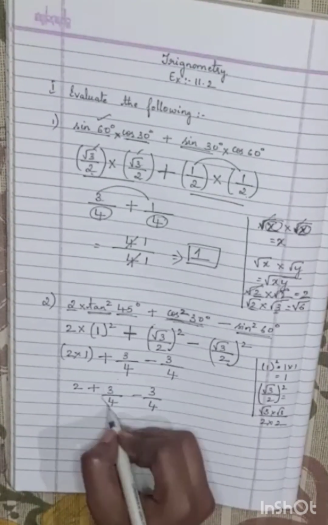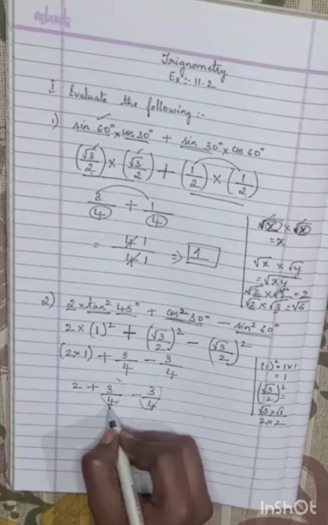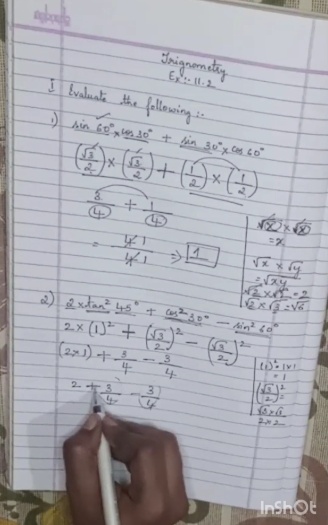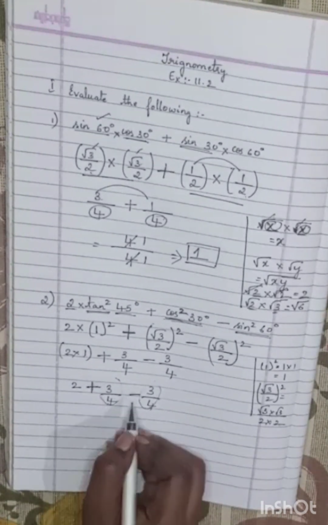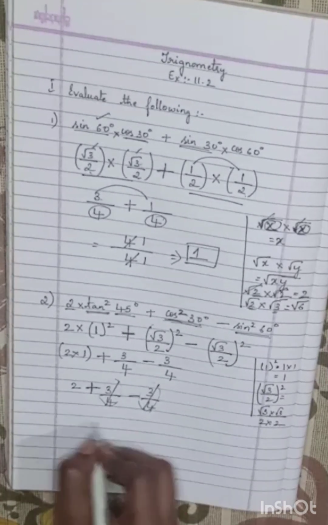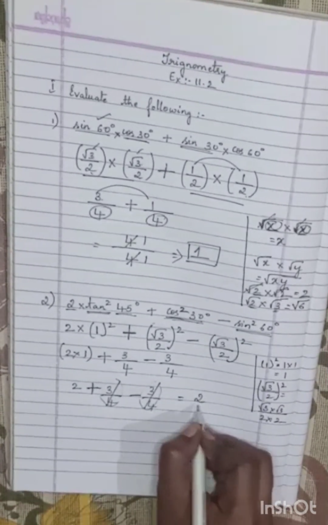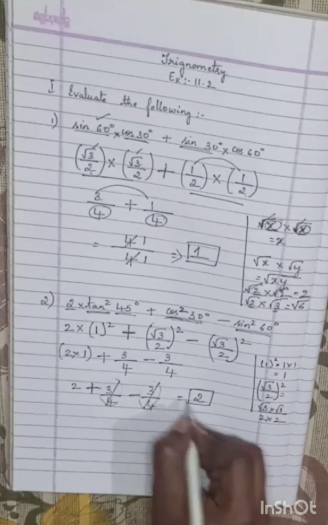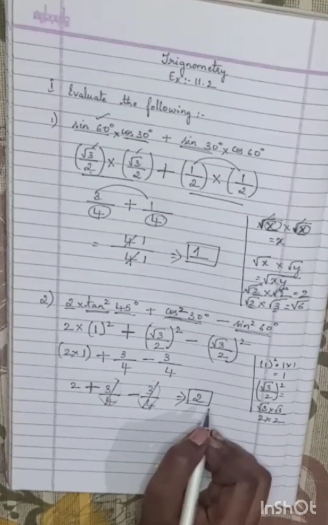Now these two are same. We have 3 by 4, 3 by 4, but the signs are different. So when signs are different, they get cancelled out. So our answer is 2. So for second question, the answer is 2.